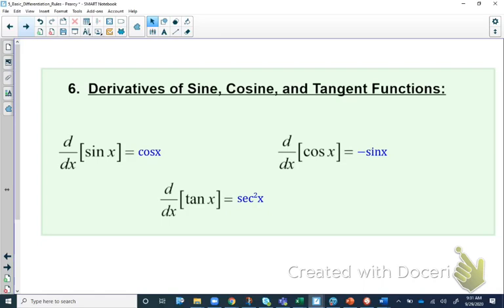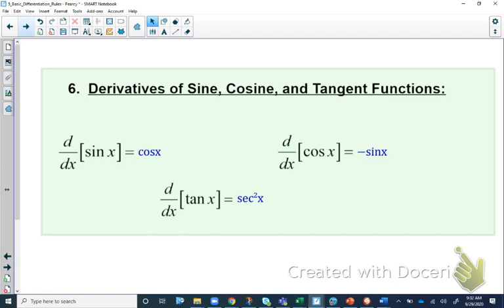So here, what we see are the three basic trig functions, sine, cosine, and tangent. These are ones you just need to memorize. What they're doing is giving you the derivatives of sine, cosine, and tangent. So the derivative of sine is cosine, the derivative of cosine is negative sine, and the derivative of tangent is secant squared. Those are just going to be the basic trig things that you're going to have to memorize.